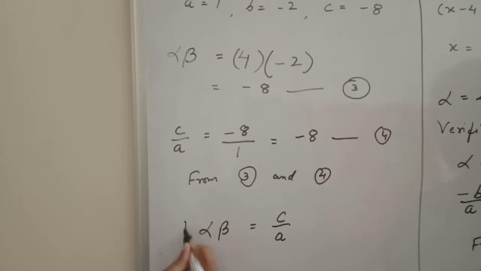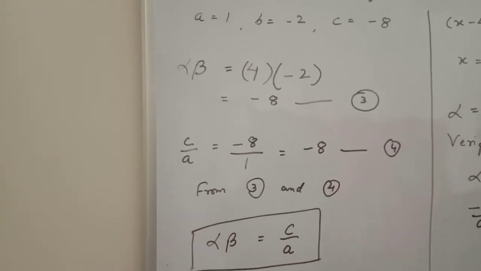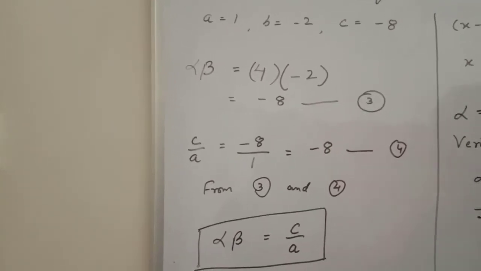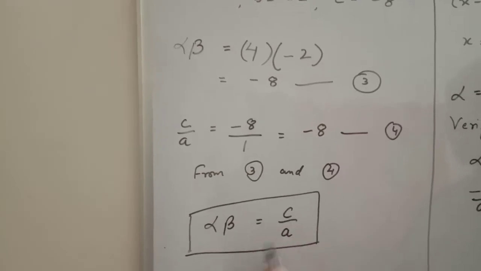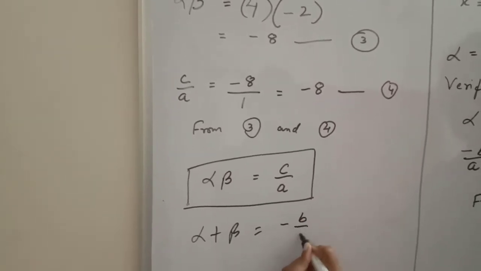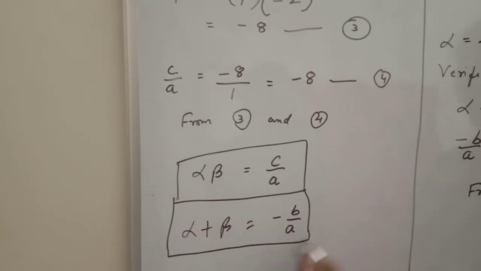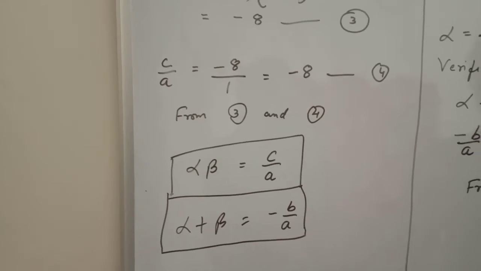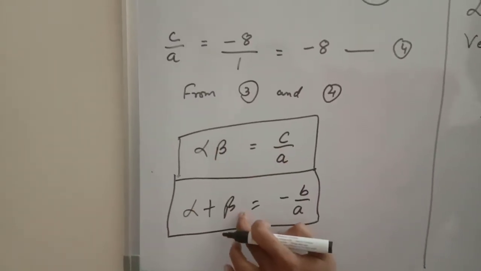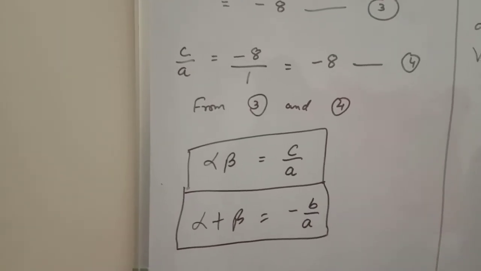So these are the relations between zeros and coefficients. So we have alpha into beta is always equal to C by A, and alpha plus beta will be always equal to minus B by A. So if you are not told to find the alpha and beta, you are directly told for 1 mark, find the product of zeros, find the sum of zeros. You directly put the value of C, B and A.